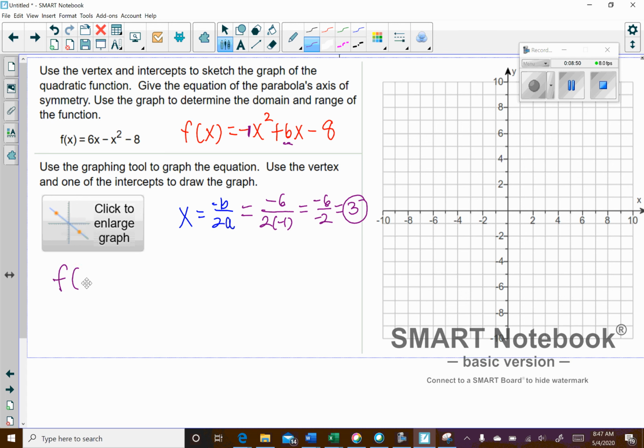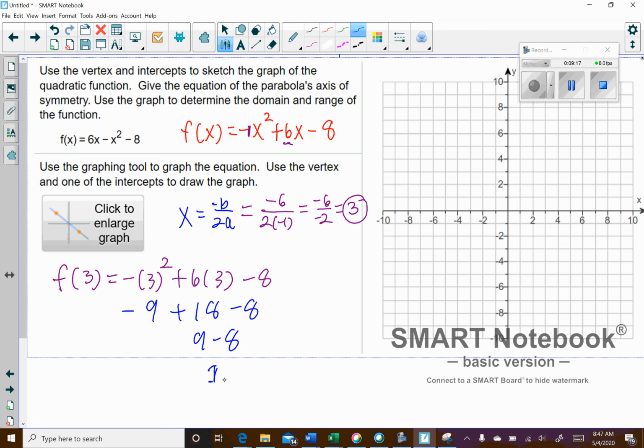Okay. So now if you want to figure out the y value of the vertex, you're going to have to evaluate this at f of 3. So we're going to have negative and then 3 squared plus 6 times 3 and then minus 8. So the negative stays there, so you got to square the 3, and so it actually is going to become negative 9 plus 18 minus 8. So let's see, we're going to get 9 minus 8, which is 1. Okay, so our vertex is at 3, 1.